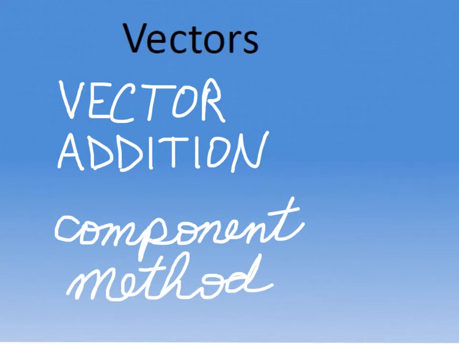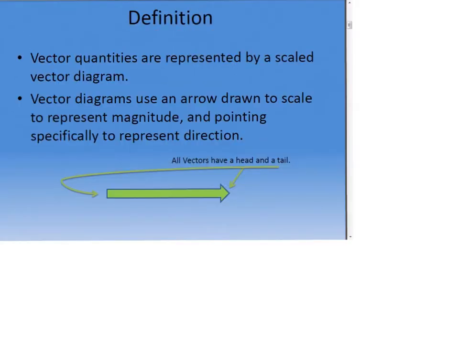The component method of vector addition involves a little bit of trigonometry and a methodical system for accounting for the x and y components of each vector. First, let's remember that a vector is a quantity that has both direction and magnitude. We use arrows to represent both the magnitude and the direction, the length of the arrow being the magnitude and the head of the arrow pointing in the direction.